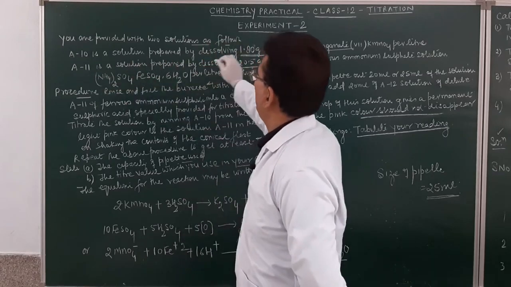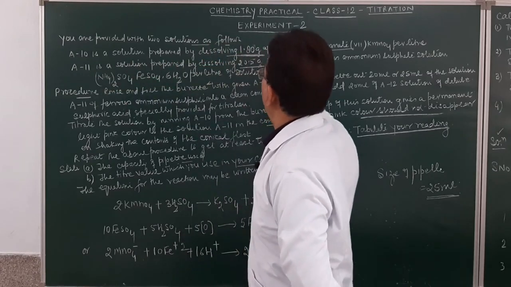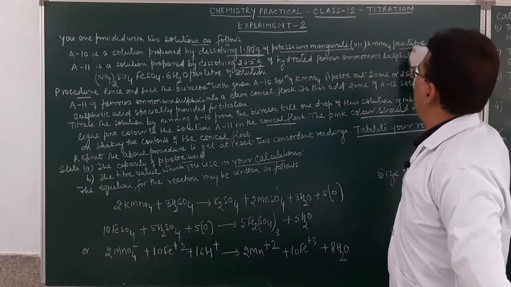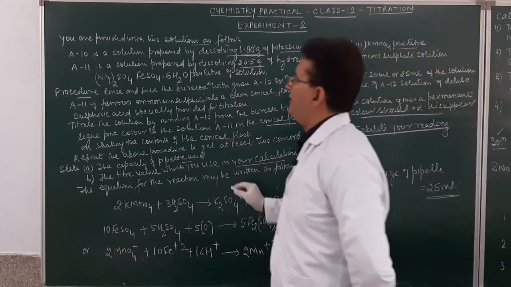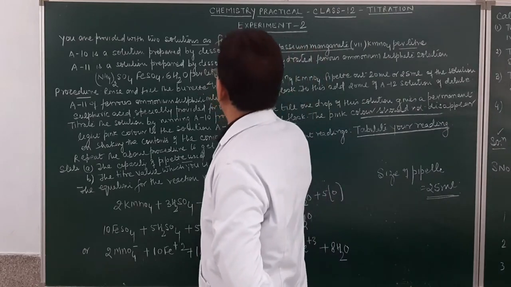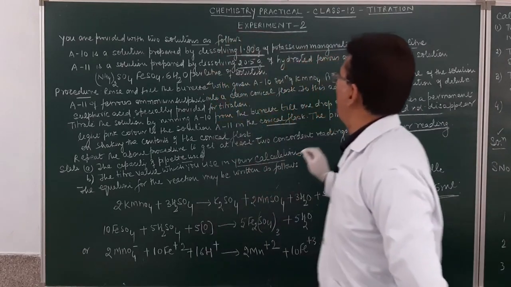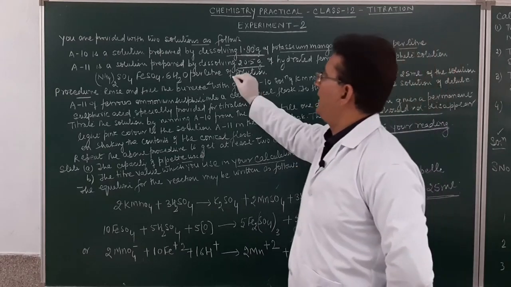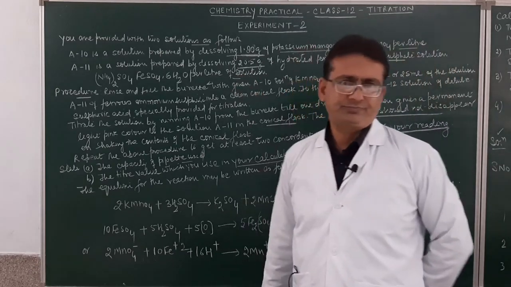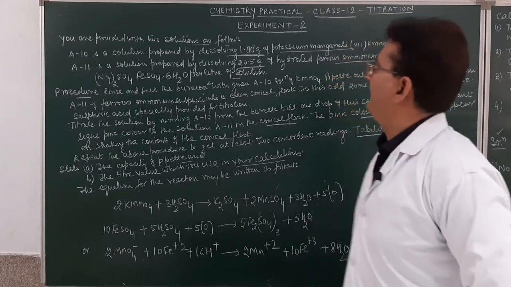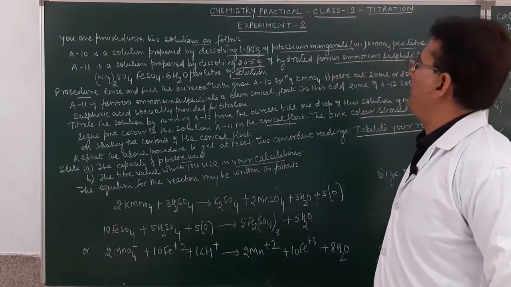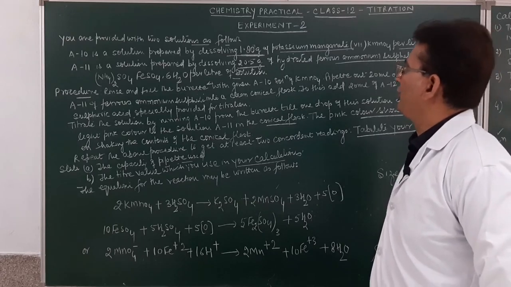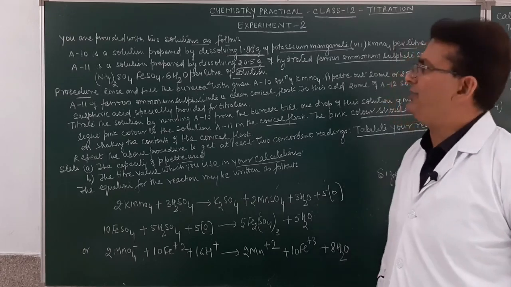A10 is a solution prepared by dissolving 1.80 gram of potassium permanganate per liter. A11 is a solution prepared by dissolving 20.5 gram of hydrated ferrous ammonium sulphate in a liter of water. Am I clear? So what is the amount of KMnO4 in a liter given? 1.80. Amount of ferrous ammonium sulphate in a liter given? 20.5.